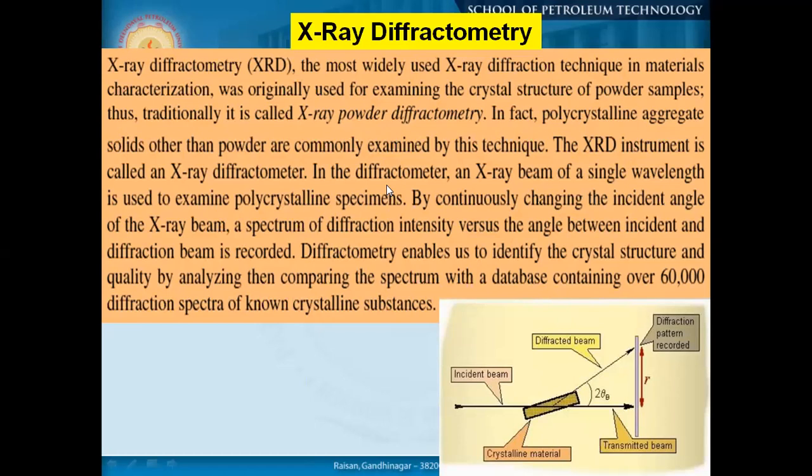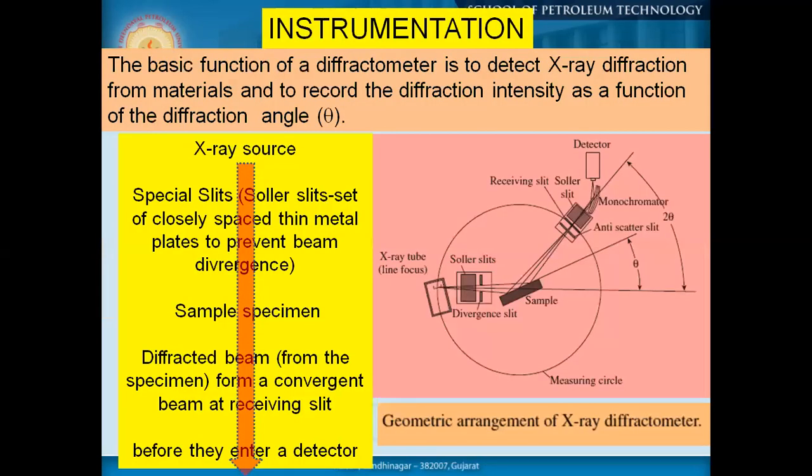Here an incident X-ray beam is coming and we have a sample holder. We may make a powder sample and put it here, and then it will diffract and be received by a recorder. That way we try to understand how each material is different from other materials, and either by comparing with a standard material or by our own means we try to identify a specific mineral. This is the instrumentation part.